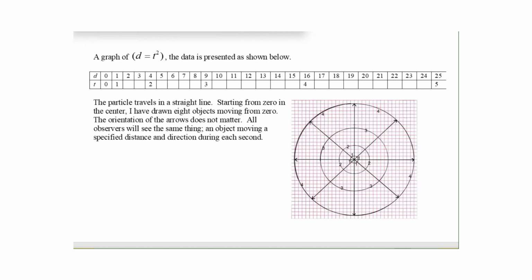Here's a graph of d equals t squared. The data is presented as shown below. The particle travels in a straight line. Starting from 0 in the center, I have drawn 8 objects moving from 0. The orientation of the arrow does not matter. All observers will see the same thing, an object moving a specified distance and direction during each second.